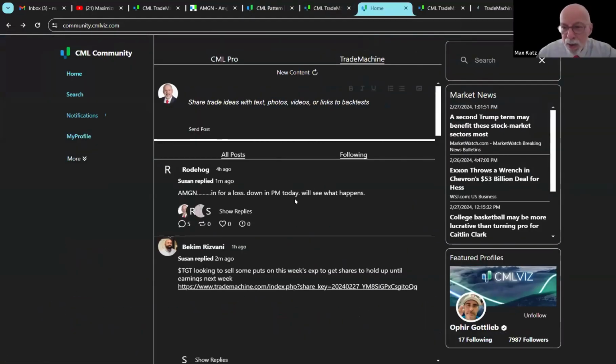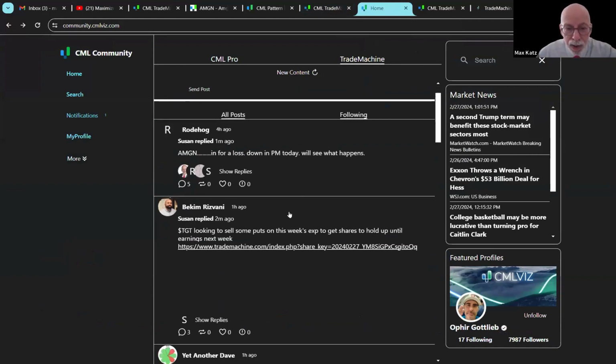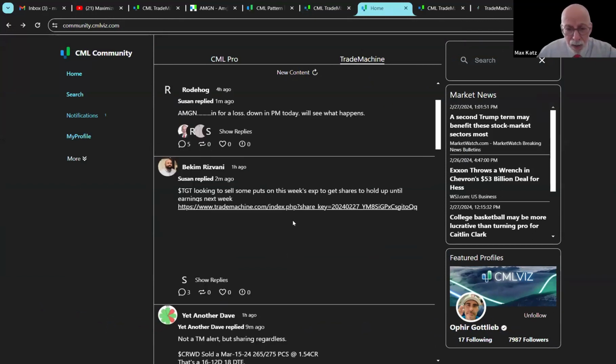We have a whole bunch of experienced Trade Machine traders who not only comment on other people's trades or help them by answering some questions, but also share, as you can see right here, a target potential trade. Share the actual link to the alert backtest for you to look at and analyze for yourself and see if you think it's a good trade and potentially ask Bekim a question. Well, this is what's holding me up from taking the trade. Have you looked at this? What do you think about this?